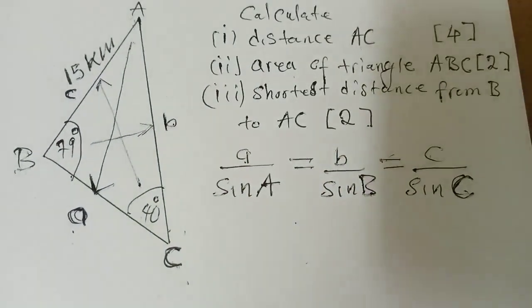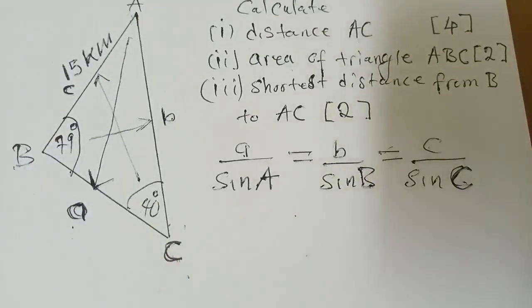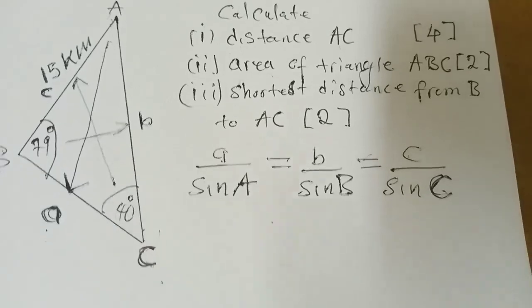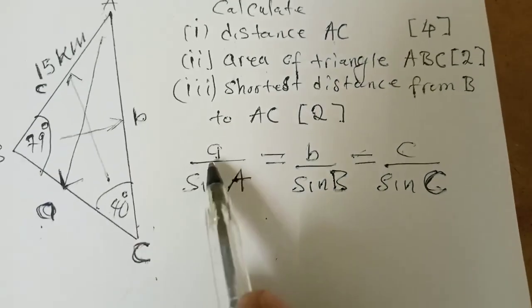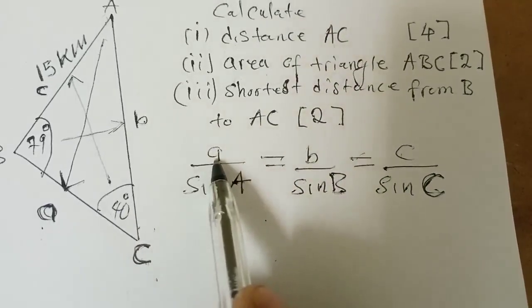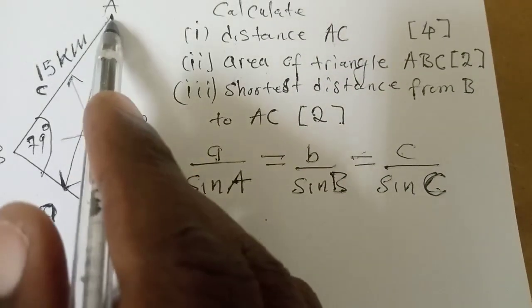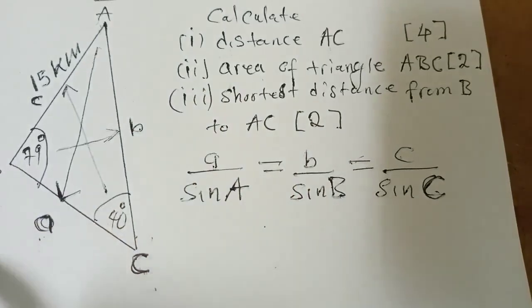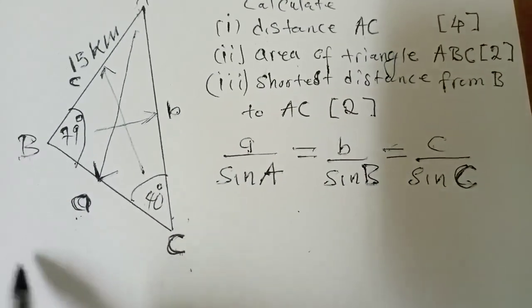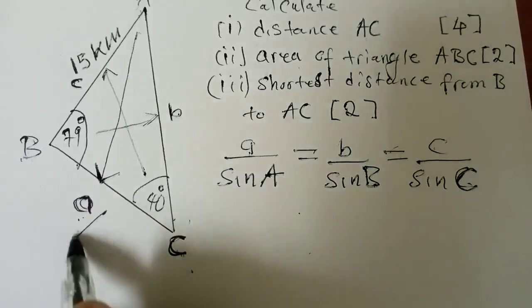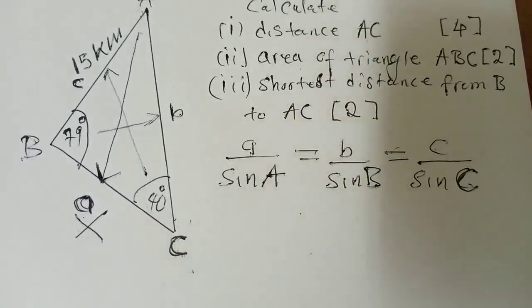Okay, so now you start solving. This is the first thing that you're supposed to do, then you start solving. So here we say a, do we have small letter a? Small letter a is this side. Here there is nothing, we don't have the distance here, so we don't have small letter a.